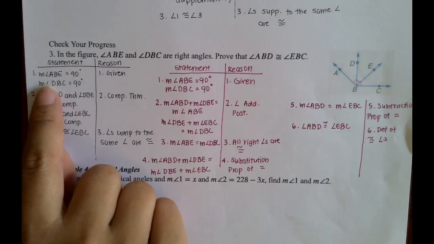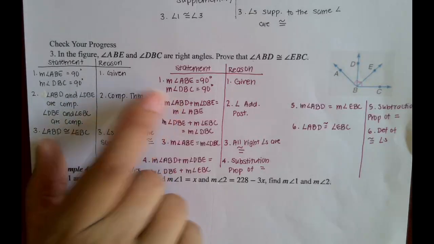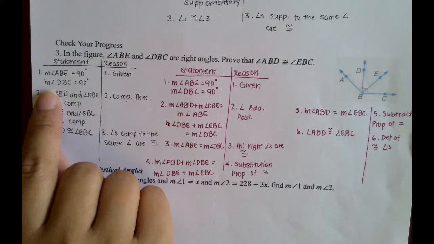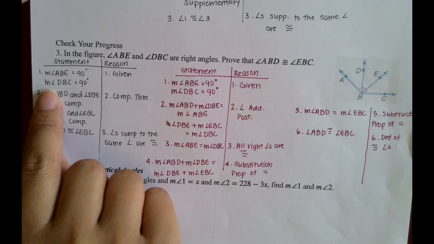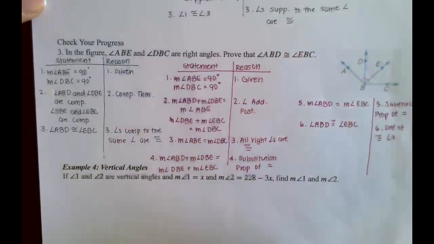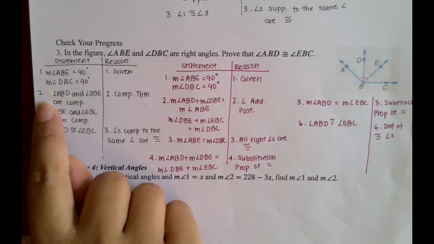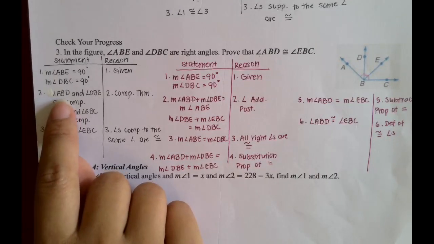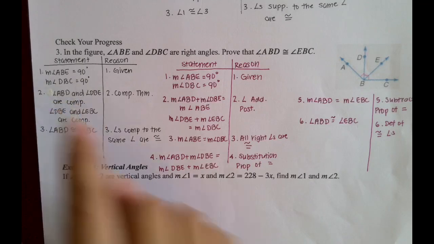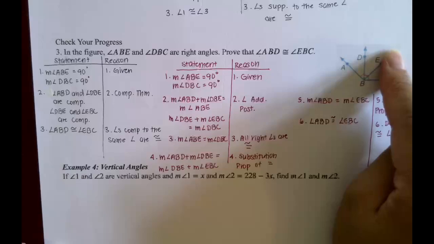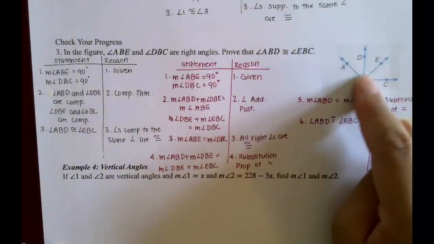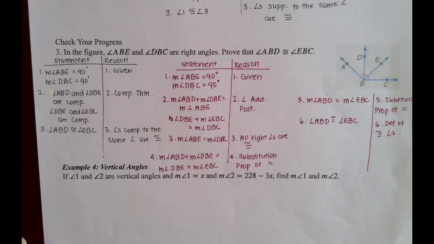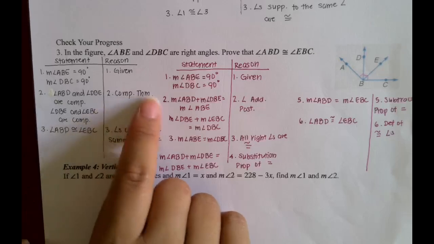Okay, so here for the book one, we started the same way with our given, where the measure of angle ABE is 90 and the measure of angle DBC is 90, and the reason why is because that was given to us, that was right angles. Okay. Then for their step two, they said that angle ABD and DBE are complementary. Okay. And angle DBE and EBC are complementary. And then they used the complements theorem for that, that if the non-common sides of two adjacent angles form a right angle, then the angles are complementary. So that's the complementary theorem.